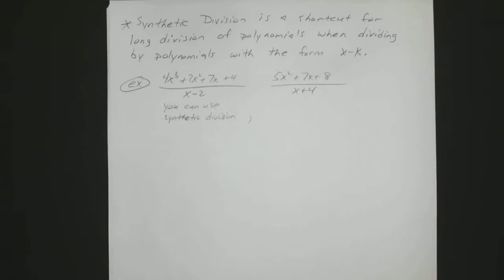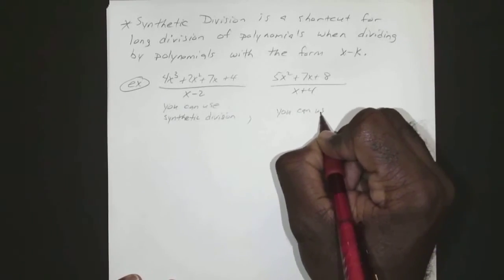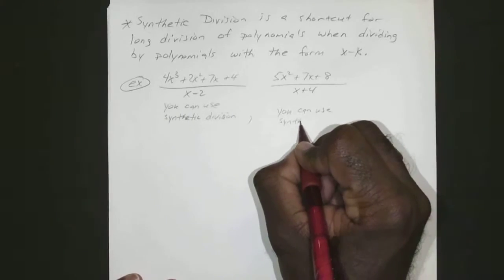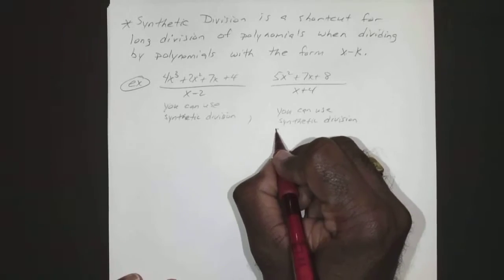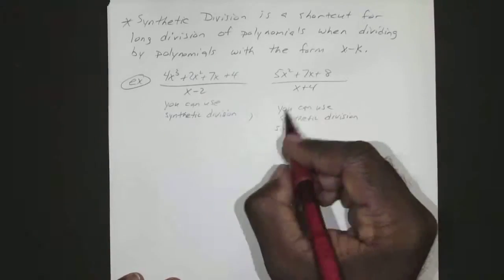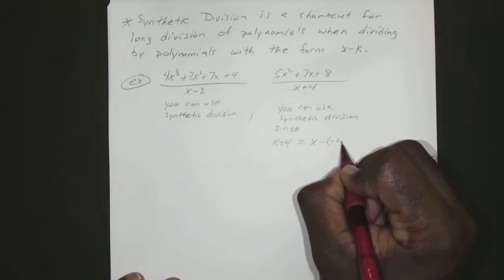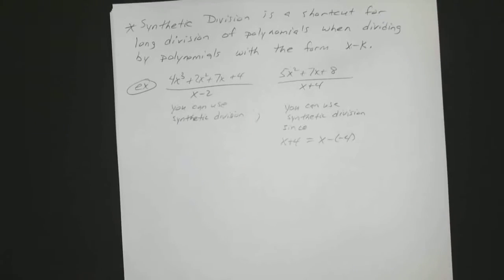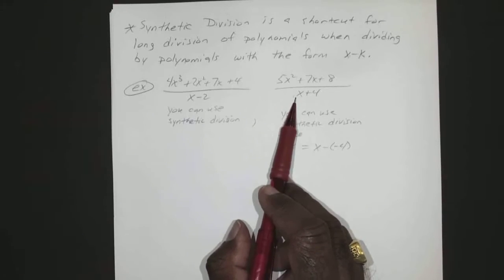Okay, so let's say if you wanted to divide those, you actually still could use synthetic division, since x plus 4 is just x minus negative 4. So you can still rewrite it and use synthetic division. Now the time you can't use it is when you have something in front of your x.